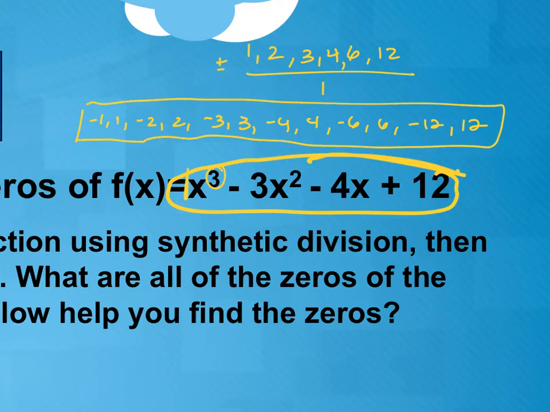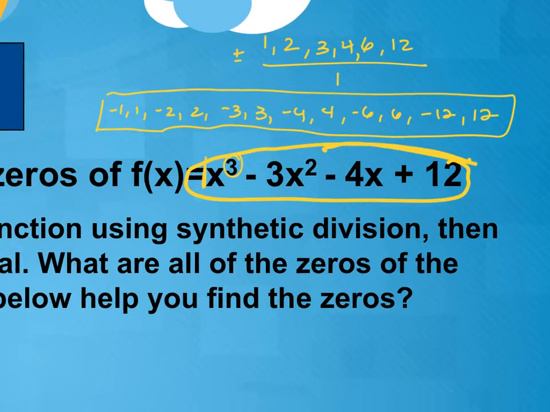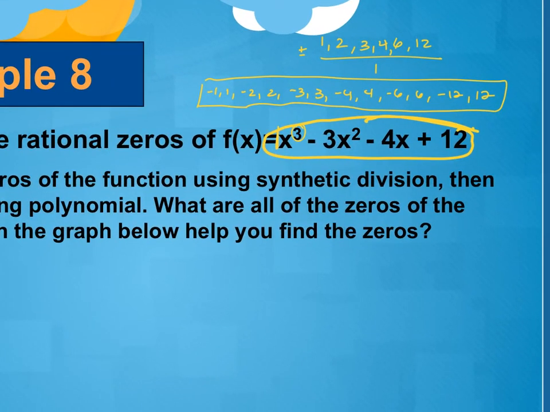Now we've got to figure out which one works. So we start at the beginning. Wait, is it also plus or minus 1? It's all of those over 1. So this goes over 1, this goes over 1, this goes over 1, this goes over 1. Because it's 1, it's just my numerators. If there was a 2 here, all of those would go over 1, and then all of those would go over 2.